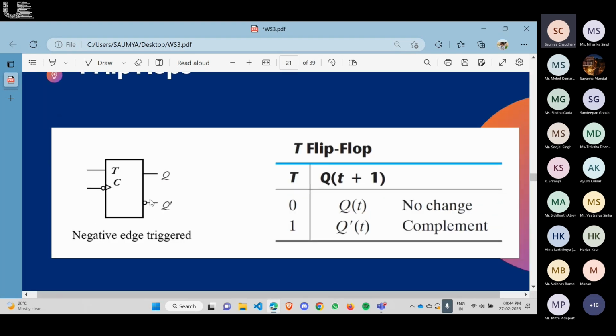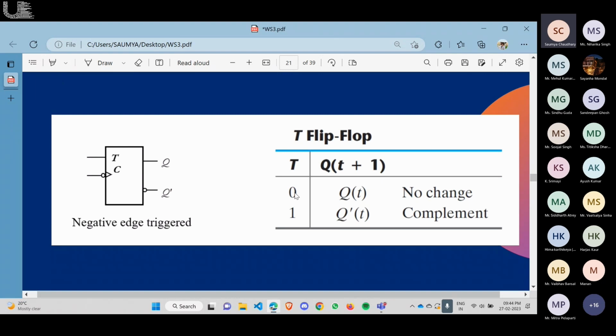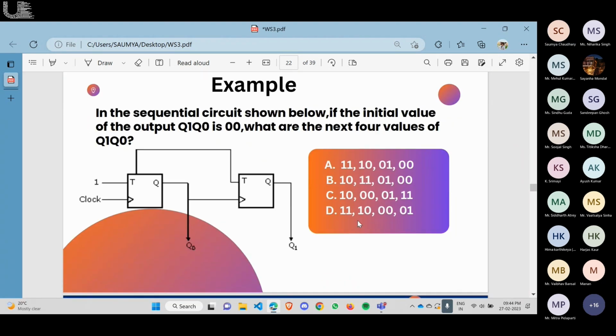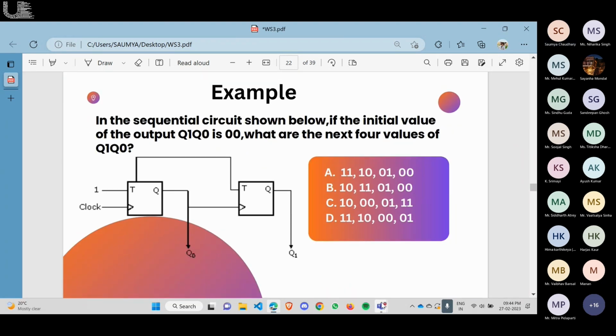So, one example based on this T flip-flop. As you know, when we keep 0, the output will remain the same. When we keep 1, the output will invert. Here's the example for you to solve. Here we have two T flip-flops. Here is the clock, and here it is 1. T is 1, and the output of this flip-flop is given as the clock to this flip-flop.